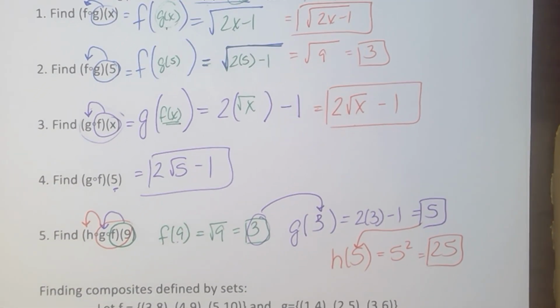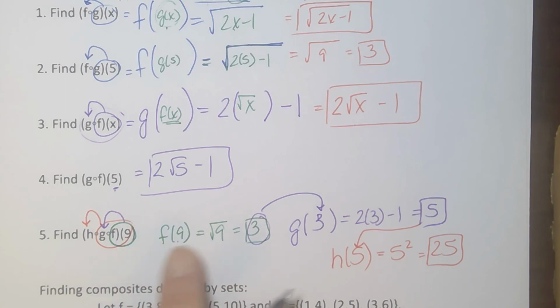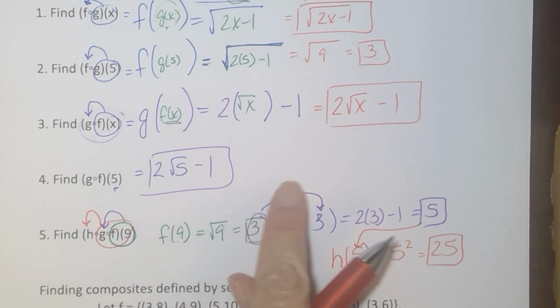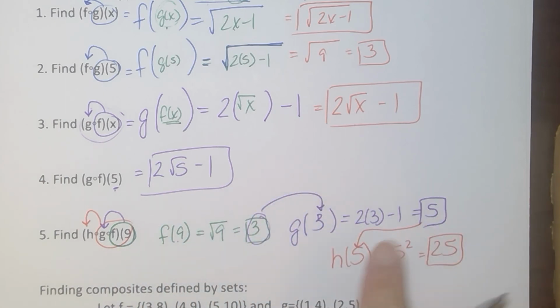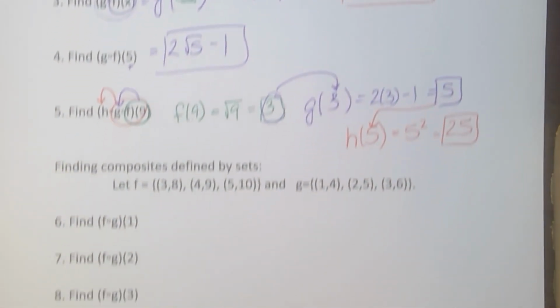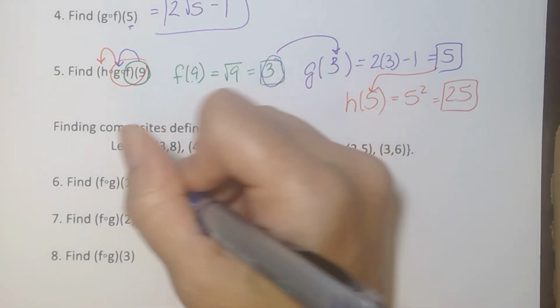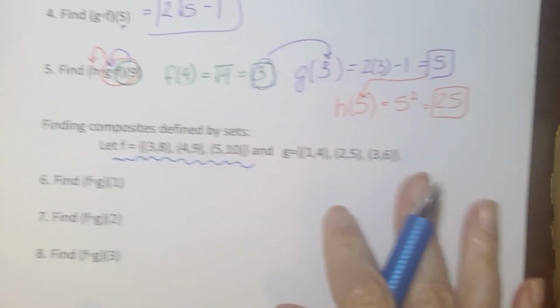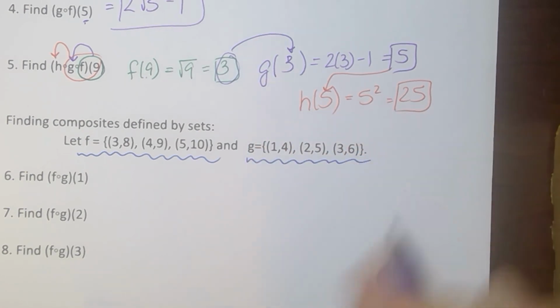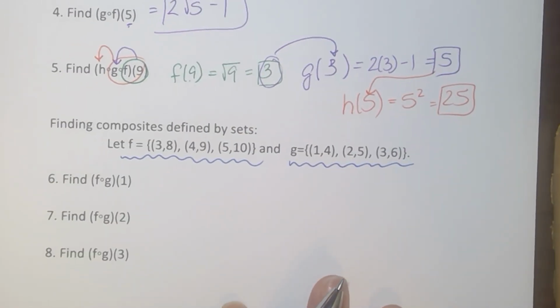So you can see I followed my order. I started at the end. I took the output of one function and used it as the input of the next function. That's how compositions work. My last example is finding compositions defined by sets. So I've been given 2 sets, f and g, and both sets contain 3 ordered pairs. F contains these first 3 ordered pairs, and g contains this next 3 ordered pairs.